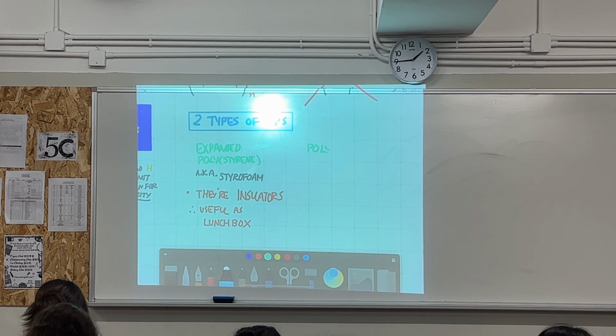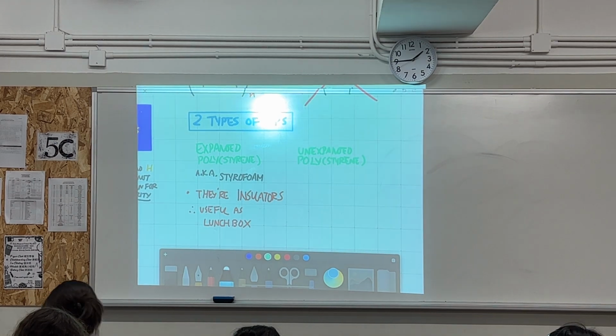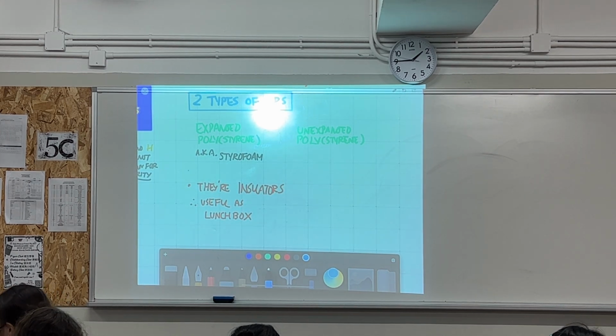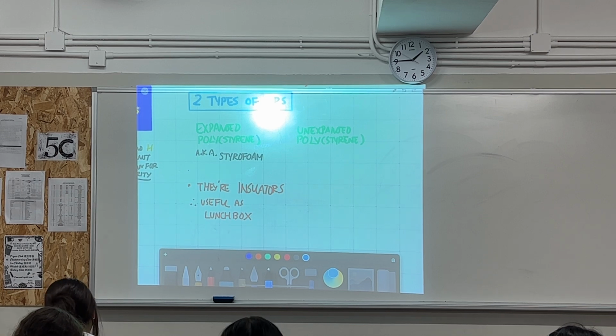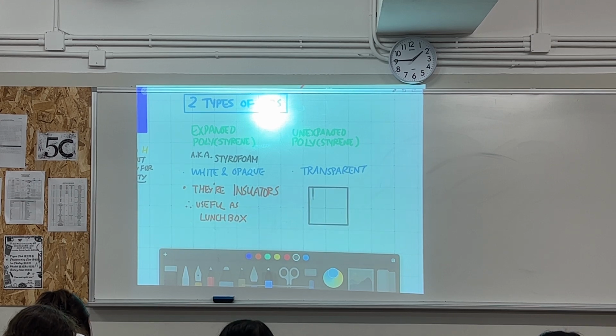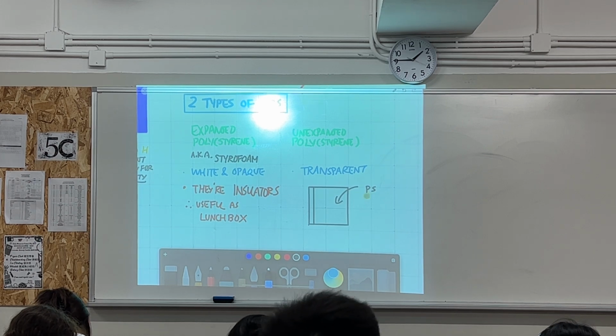And then we have the unexpanded polystyrene. Know the appearance of these two types of polystyrene. The expanded polystyrene appears white in color. Anyone who has used the disposable lunchbox will know they are white and opaque. They don't let light through, that's what opaque means. And the unexpanded polystyrene is transparent. For those of you who still have those CD jackets, those CD boxes, they are transparent. And this material is PS, the unexpanded one. It is fully transparent. So that's PS as well.